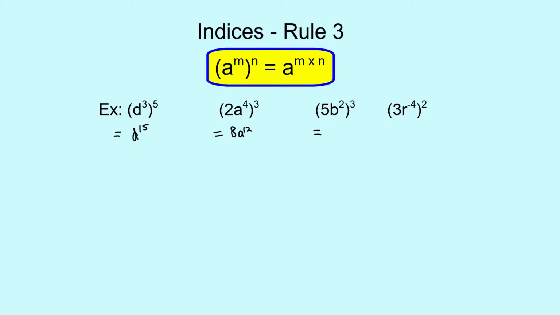Moving on to example 3, 5 cubed again, 5 times 5 times 5 is 125. And then 2 times 3 is 6, so we end up with b to the power 6.